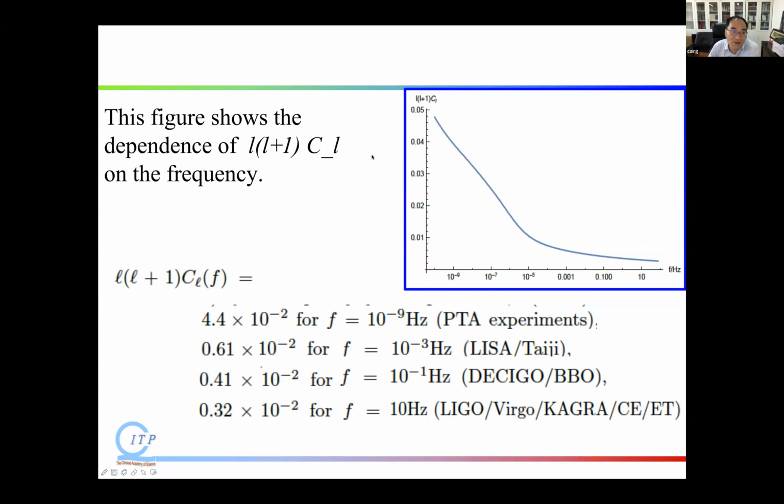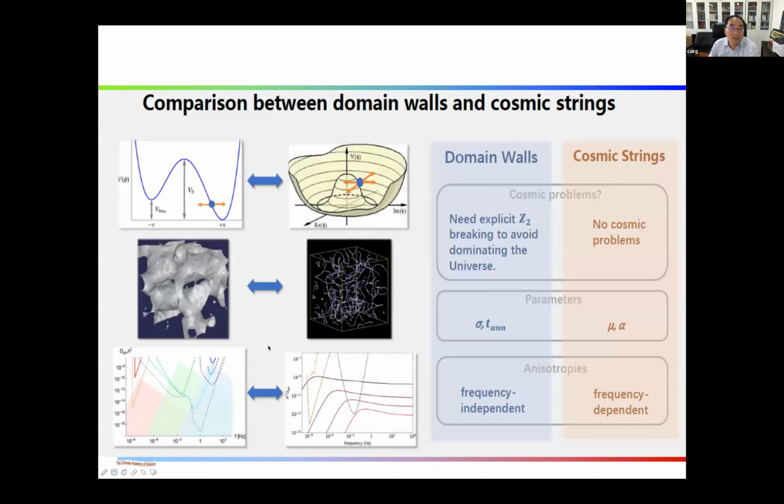And here, this figure shows you the dependence on the frequency, from nanohertz to 10 hertz. For the nanohertz band, this is on the order of 1 over 100 almost, big enough. This is the PTA frequency. This is the LISA, Taiji frequency band. This is DECIGO, the BBO band. This is the LIGO band.